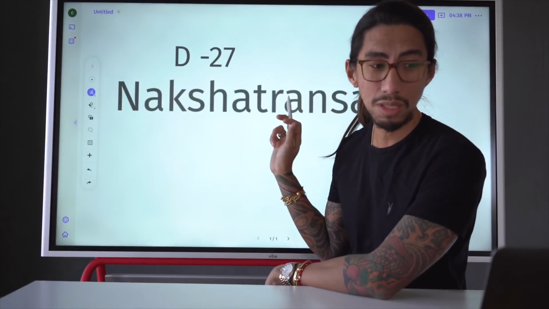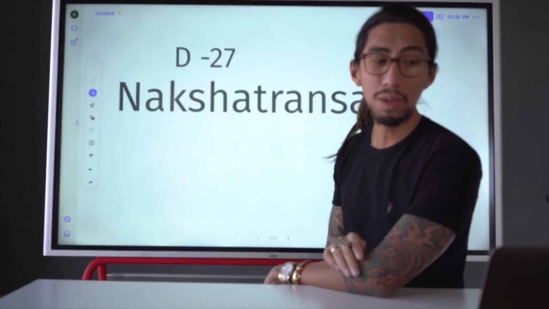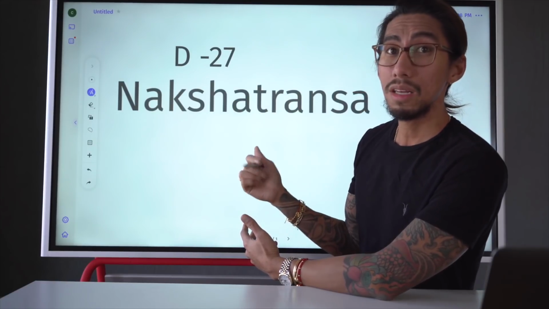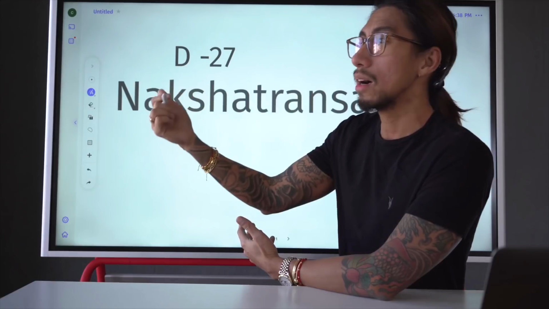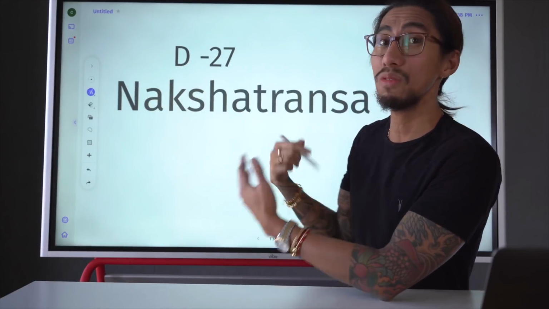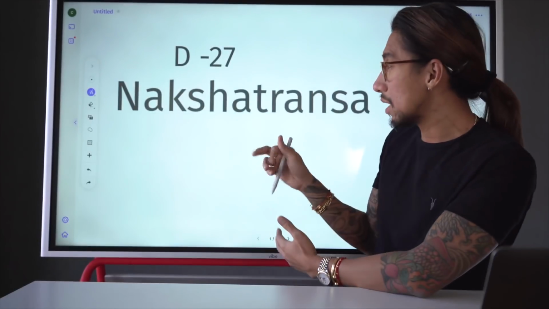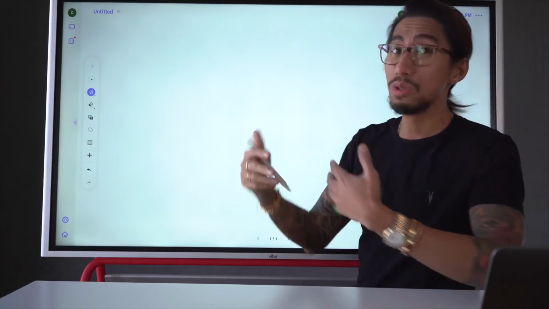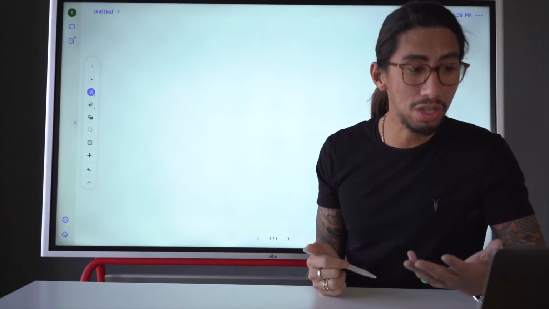Nakshatramsa. Strength, weakness. Looking at this chart is going to show how much not power but motivation you have, because these are your strengths. This can be helpful if you're a person who's trying to find courage.